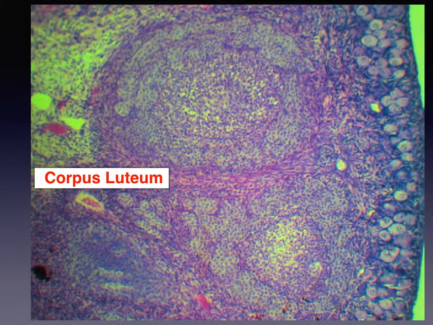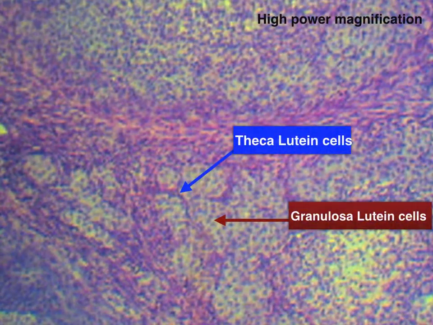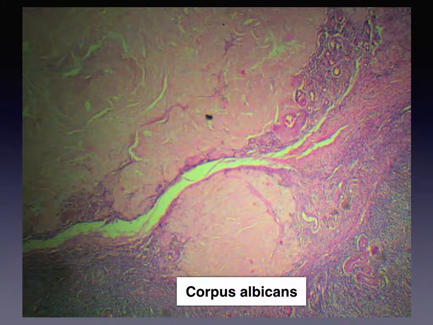Now, after the extrusion of the oocyte, it will become the corpus luteum, which is like a mass of cells composed of two cells. We have a theca lutein cells and the granulosa lutein cells. Next, if without pregnancy, this corpus luteum will become corpus albicans. Albicans meaning mass of white cells or fibrotic cells, scar tissues.